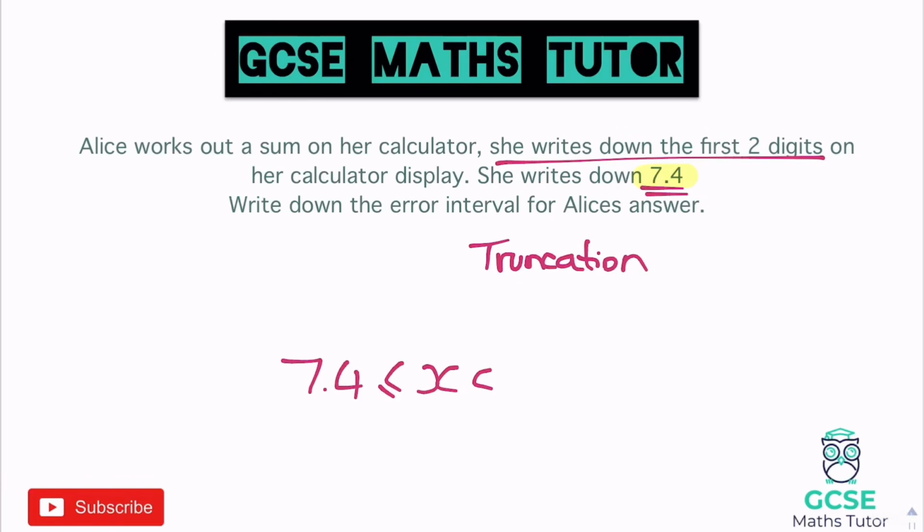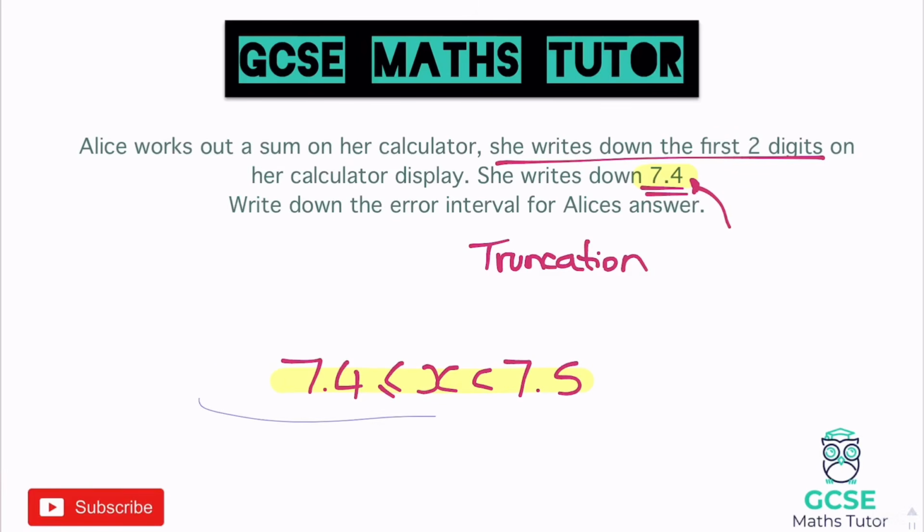In terms of the upper bound, the number that it can't be is the next number up from the number at the end there. So 7.4, now it couldn't have been 7.5. Okay, if it said 7.5, she would have written down 7.5 and not 7.4. So the upper bound is 7.5. Okay, and that is truncation. All you do is you put that number as the lower bound and the next number up as the upper bound. So I'll give you a couple to have a go at here, because it is slightly different, but it's actually quite simple once you get your head around it.